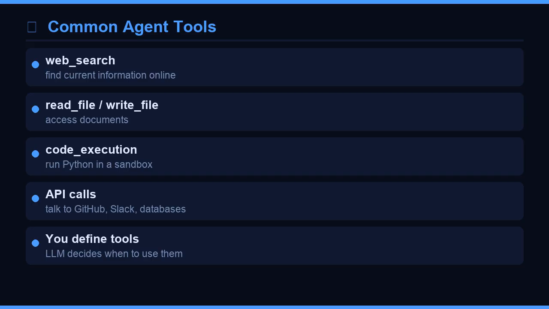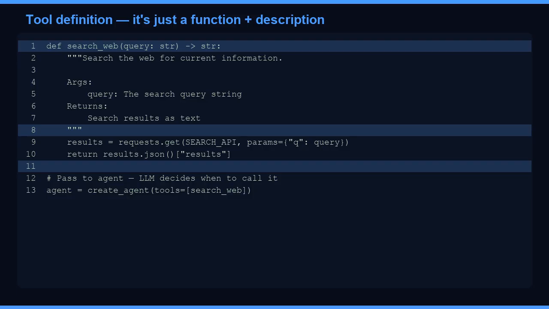Common tools you'll use. Web search. The agent finds current information. File read and write. The agent can access your documents. Code execution. The agent can run Python. API calls. The agent can talk to any service.